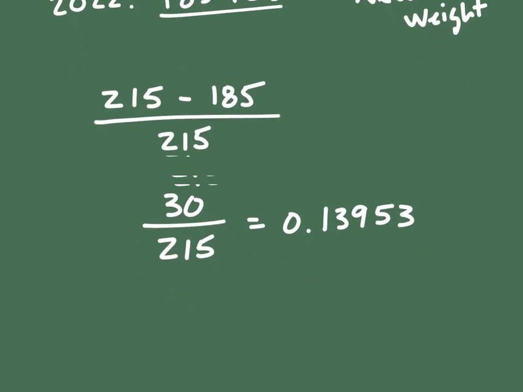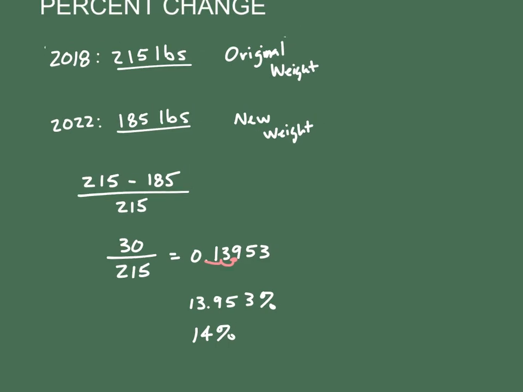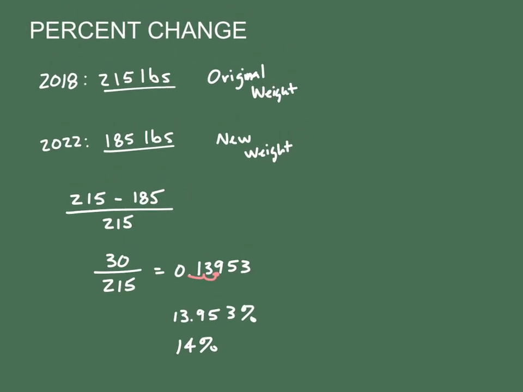What I want to do now is turn this into a percent. If I multiply this number by 100, or move my decimal place over to the right 2 units, I get 13.953%. Depending on how you round this, I'm just going to round this to the nearest percent, which is 14%. So if I wanted to calculate the percent change of this situation, I would say that I had a 14% decrease. And that's the idea.